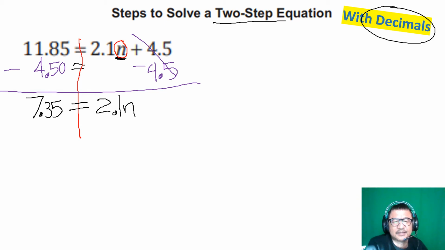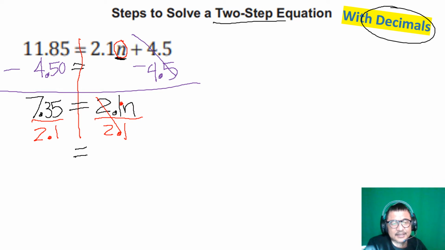7.35. Okay, any question? All right, no question. I need to get rid of the times 2.1. That's a times, guys. Opposite of times is what? Yes, divide. Divide by the same number. Divide to the right. What you do on the left, you do on the right. Divide to the left. I showed it. Then I can cancel it. Even if you can do it mentally, you have to write it.